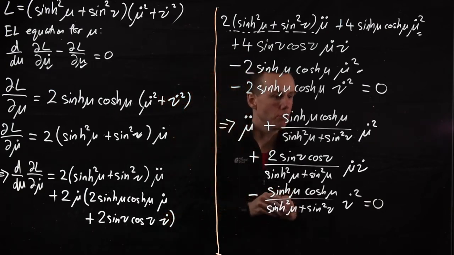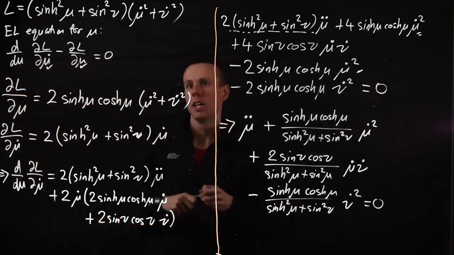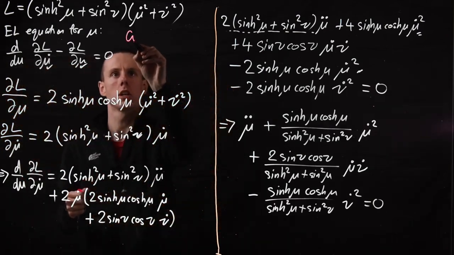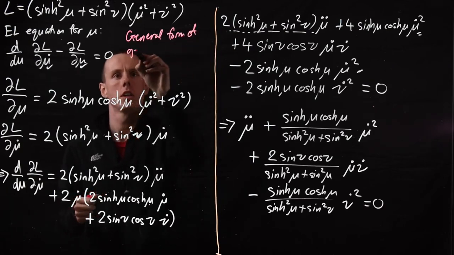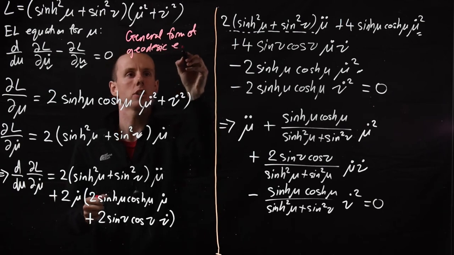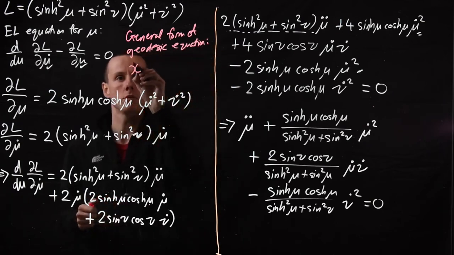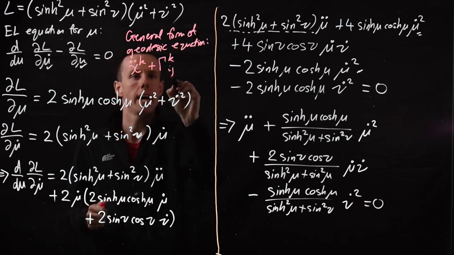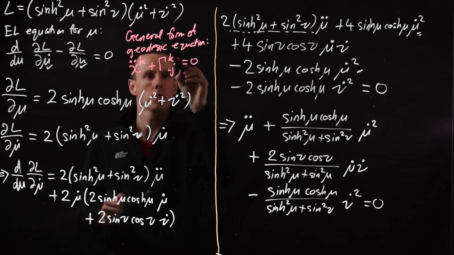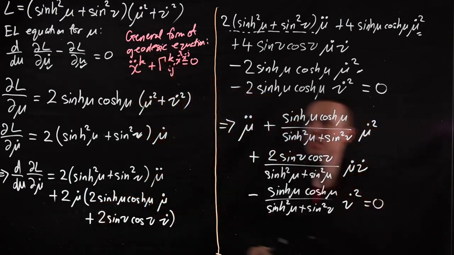And now remember the general form of the geodesic equation. Okay, so let me just put it here. General form of geodesic equation, which allows us to read off the Christoffel symbols. And remember, it was like this. So x double dot k plus gamma k i j times x dot i x dot j. That's a bit of a mess. Let me rub it out and fix it.